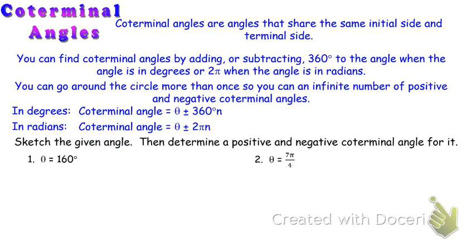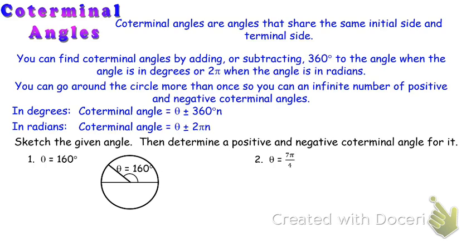So let's look at two examples. In the first one, it's in degrees. Theta is 160 degrees. Now this is going to be in quadrant 2 because we're more than 90 degrees, but less than 180 degrees. So it's going to look like this. There's theta, 160 degrees.